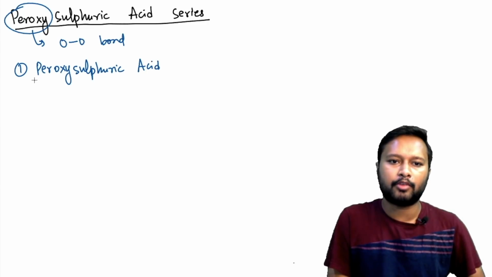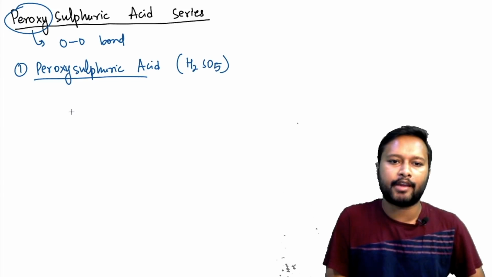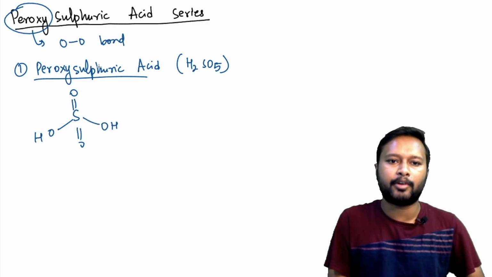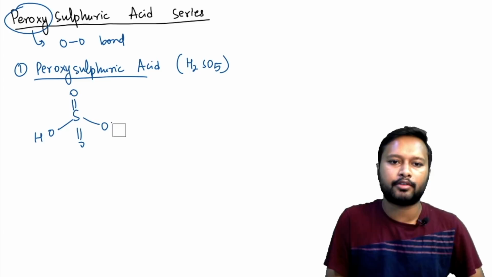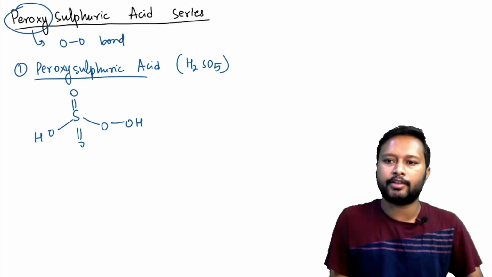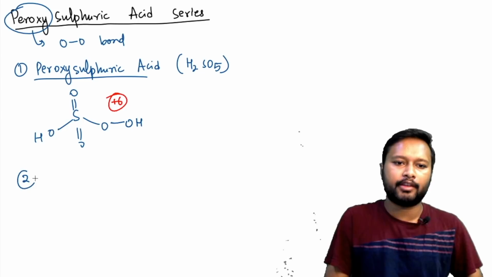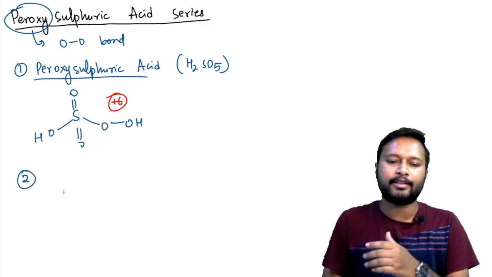The molecular formula for this is H2SO5, and the structure goes like this. Since you were having sulfuric acid as this, in peroxysulfuric acid you just have to insert one oxygen. If you insert that oxygen, it is going to become like this. So this is your peroxysulfuric acid. The oxidation state over here is going to be +6.